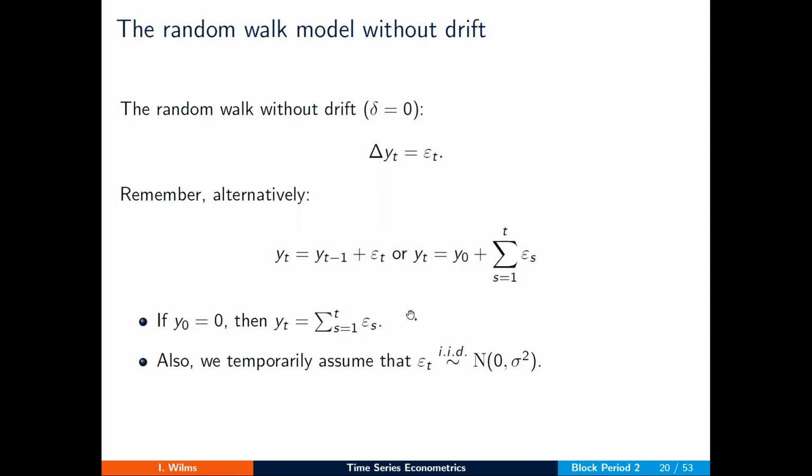So in that case, the value of our time series y at time point t is exactly given by the partial sum of our error terms. Now we will also continue to work with error terms that are IID with sigma squared as the variance of this normal distribution.